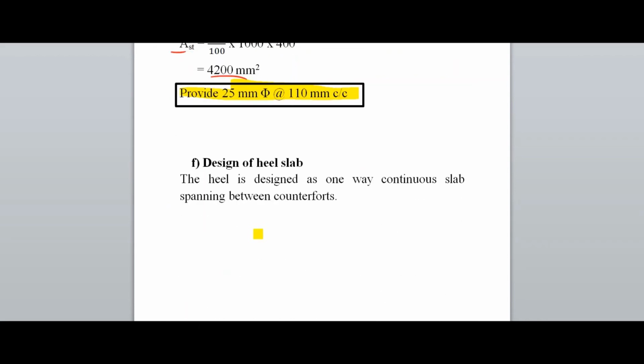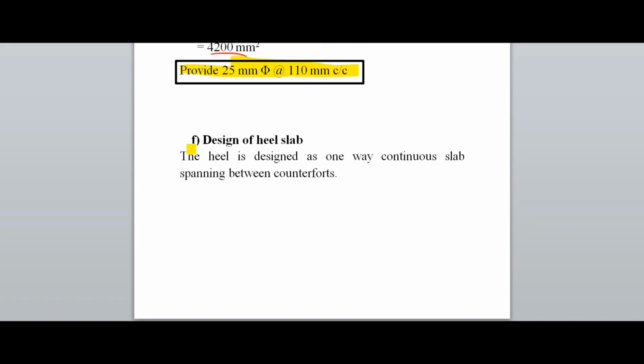Now we are going to design a heel slab. The heel slab is designed as a one-way continuous slab. Same thing as for the stem. We have done the stem as a continuous slab, and here the slab is also designed as a one-way continuous slab.